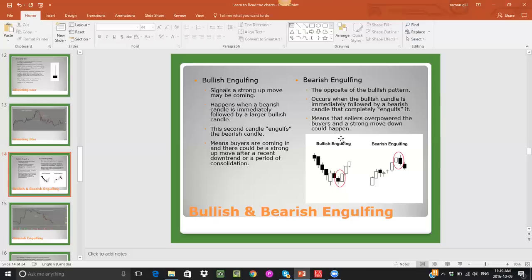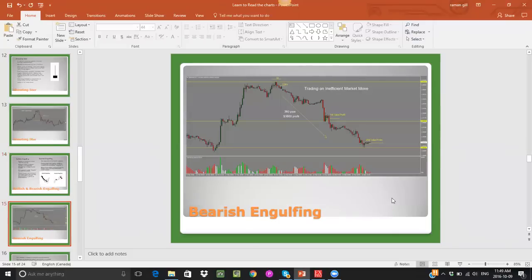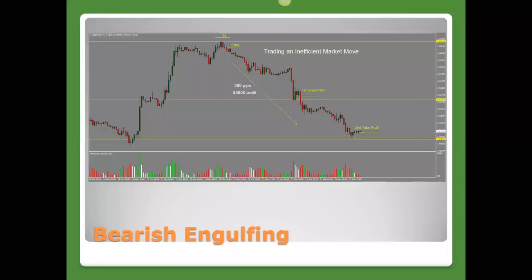So let's take a look at bullish and bearish engulfing candle examples. Here is one. We see that the price has been moving up, a very nice uptrend here. And then we start to see the consolidating market, and price starts to pull back and then does another push to the upside.